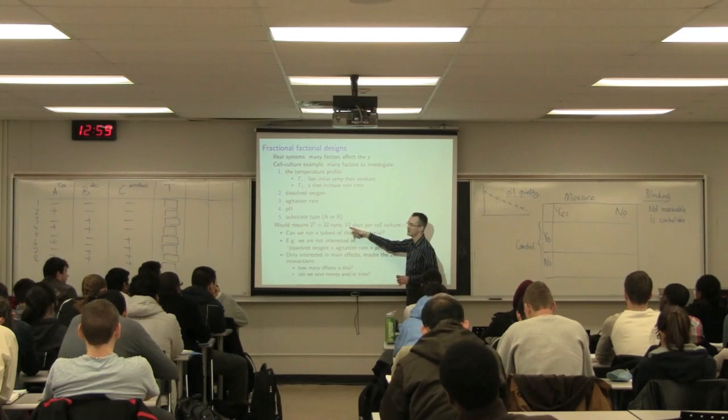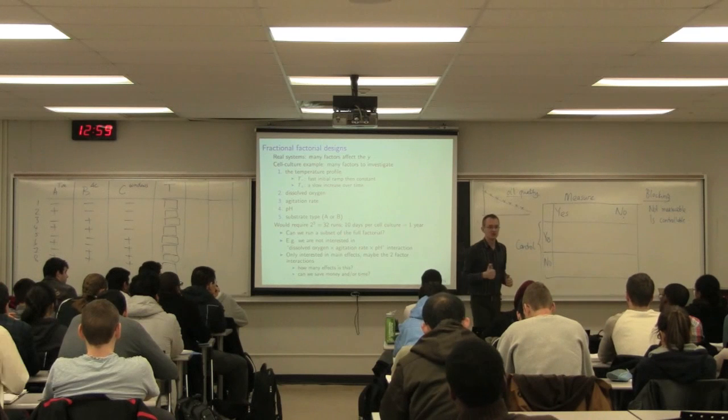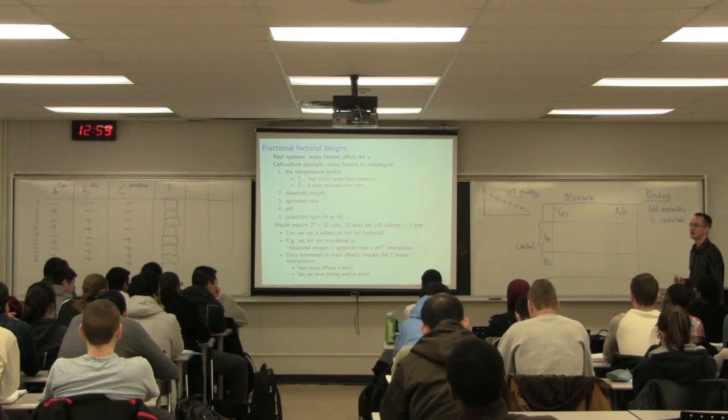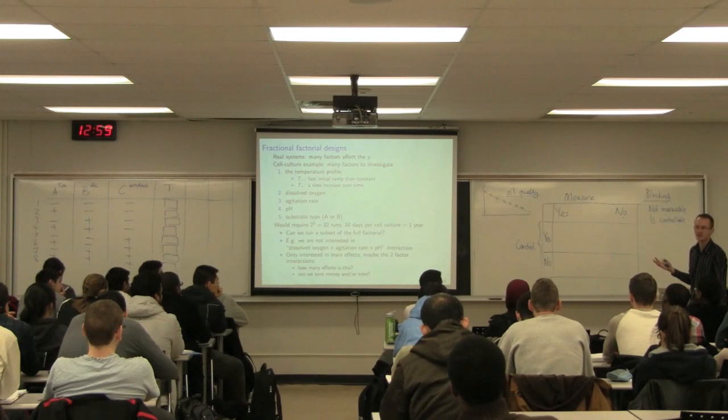So one experiment takes 10 days. 32 experiments in a 2 to the 5 factorial, that's 320 days. It's a whole year that elapses before they even get to analyze their data. This company is going to give up on full factorials.